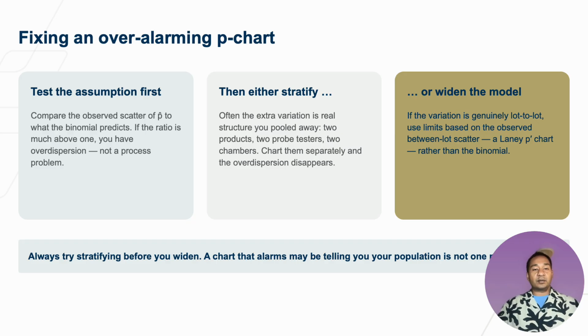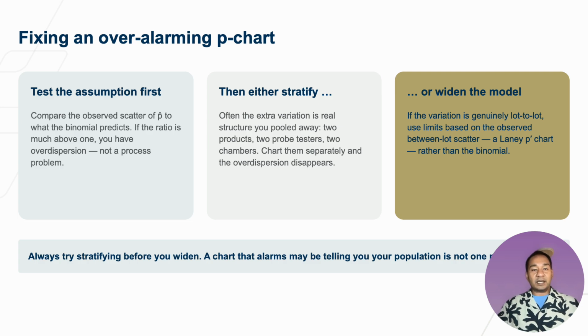3 steps, in this order. Test the assumption first. Compare the observed scatter in the p-hat against what the binomial predicts. If the ratio is much above 1, you have overdispersion, and you know it is a modeling problem rather than a process problem before you touch anything. Then try stratifying, and this is a step people skip. Very often the extra variation is real structure that you pooled away: 2 products with different die sizes, 2 probe testers, and 2 chambers.